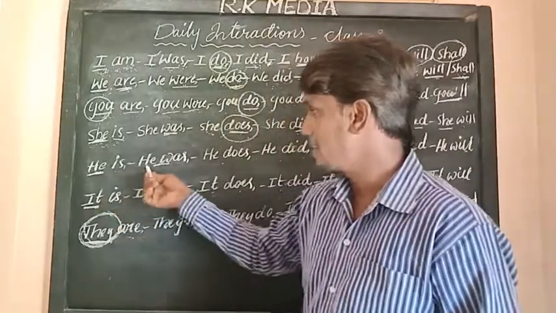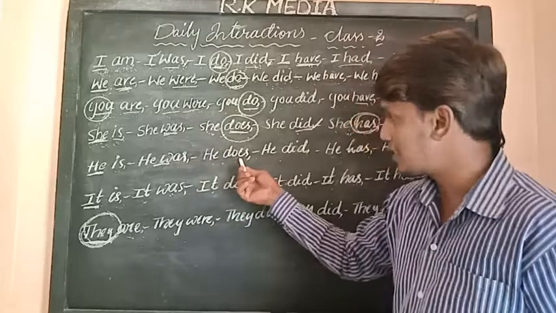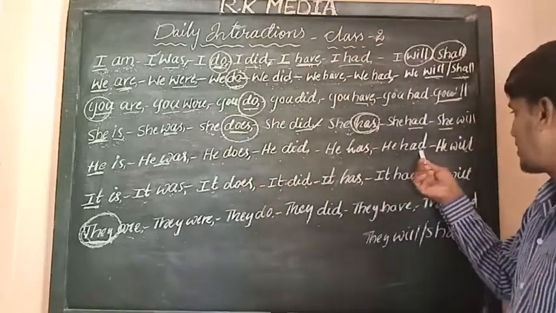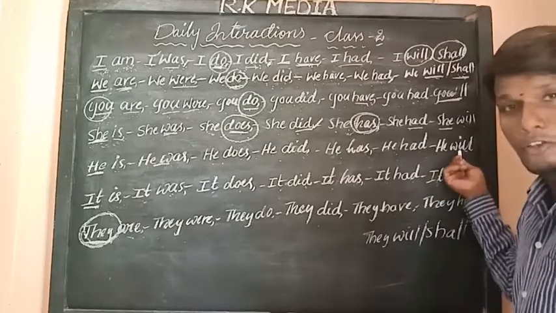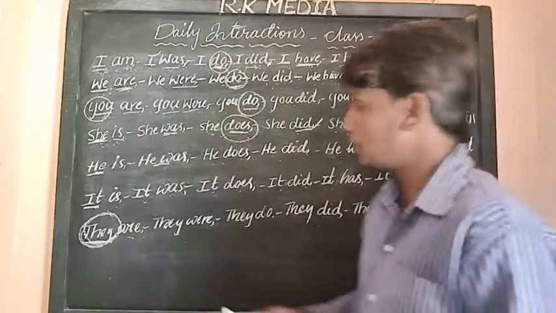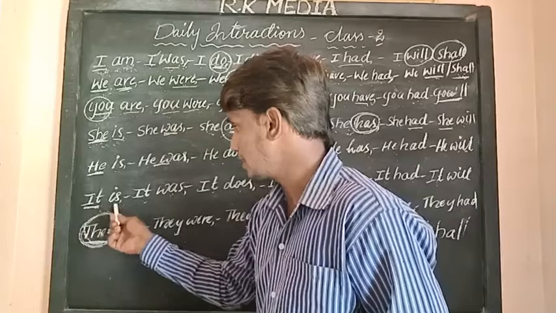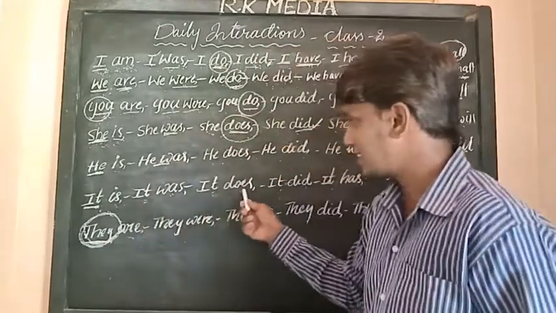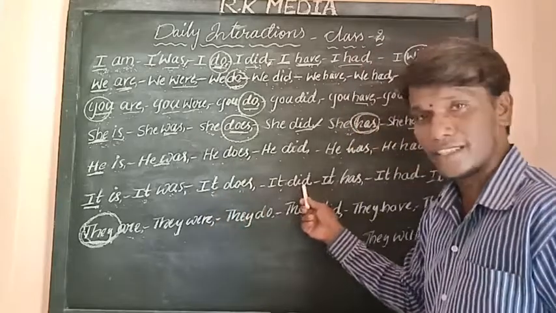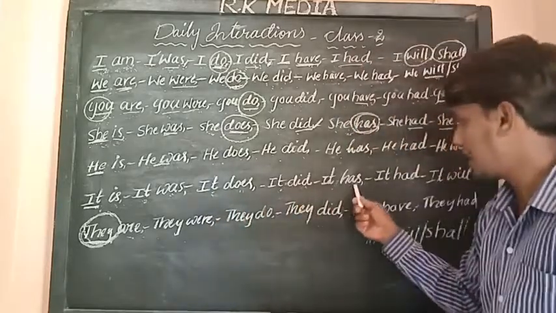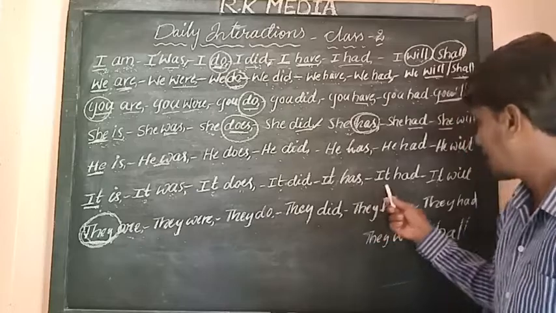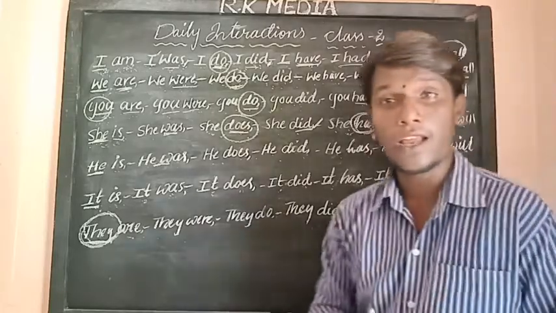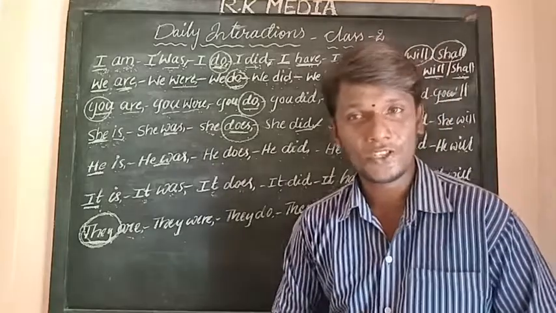Now coming to he: he isn't, he wasn't, he doesn't, he didn't, he hasn't, he hadn't, he won't, and he shan't. Now see, in the same way, it is, it isn't, it was, it wasn't, it does, it doesn't, it did, it didn't, it has, it hasn't, it had, it hadn't, and finally, it will, it won't, or it shall, it shan't.